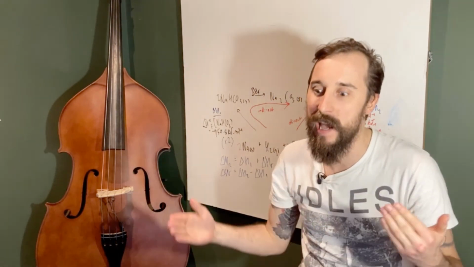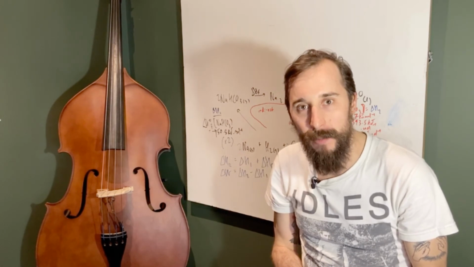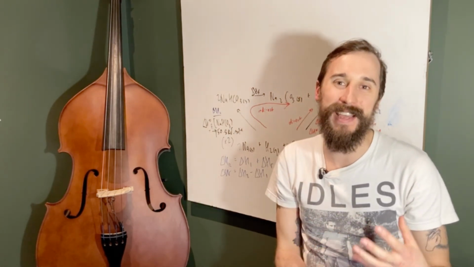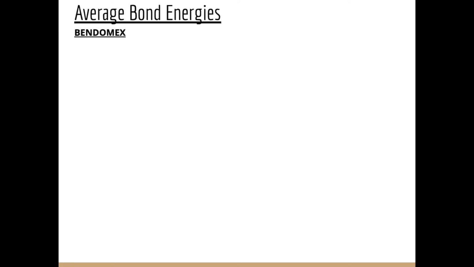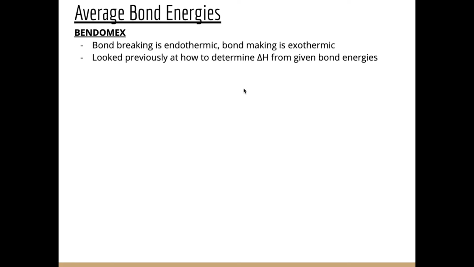And we had our super catchy acronym called BendoMex, which means that bond breaking is an endothermic process, bond making is an exothermic process. BendoMex. Bond breaking is endothermic, bond making is exothermic. We looked previously at how to determine delta H from given bond energies. Go revisit the previous video in this series if you missed that or want to recap that.